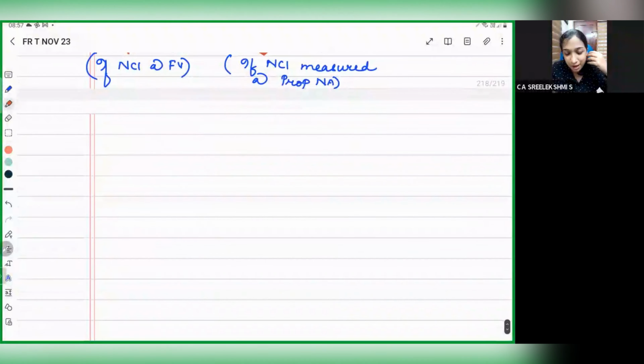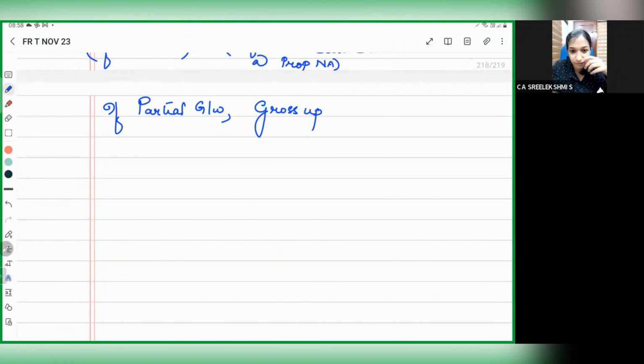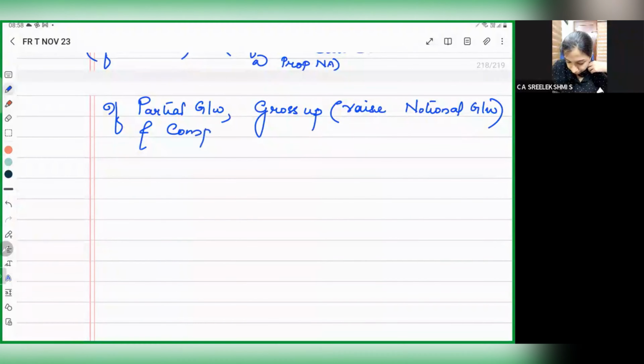What if it is partial goodwill? If it is full goodwill, there is no confusion. If it is partial goodwill, gross up, that is, raise the notional goodwill, and compute the impairment loss. This is what I was saying. We will do this in Ind-AS 36, but we have not done this in consolidation.